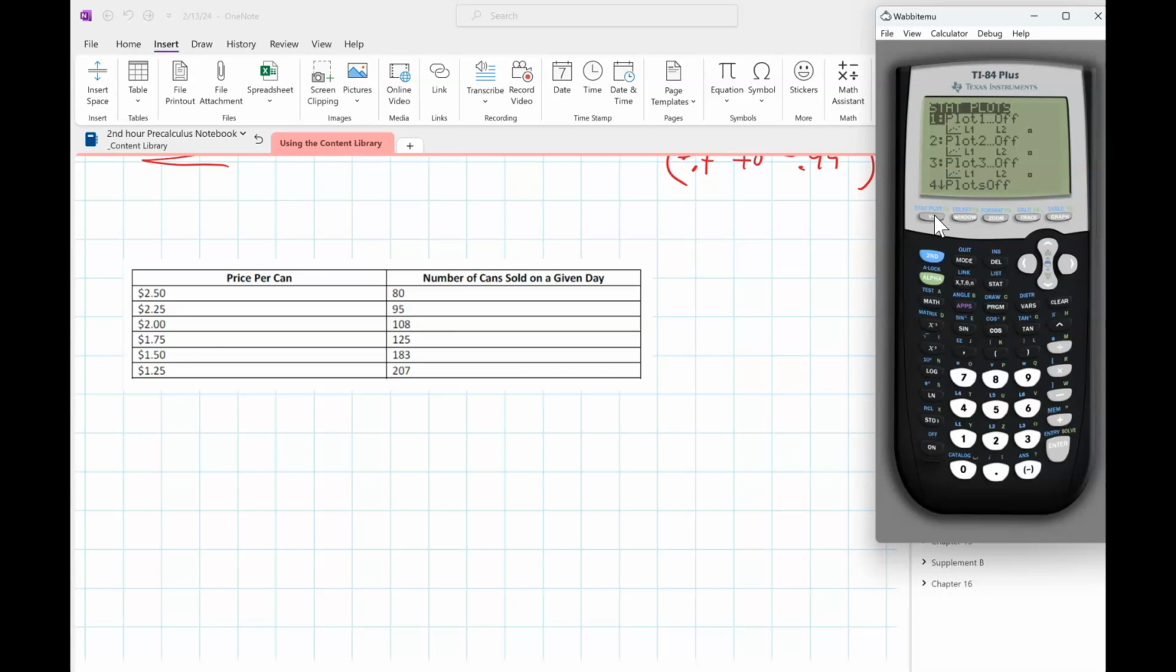Everybody's okay with that? From the stat plot menu, I'm just going to pick one of these. I'll say plot 1. I'm going to begin by turning it on, so I'll press enter to turn it on. I press second and y equals, and then pick the first option. It was 3 buttons.